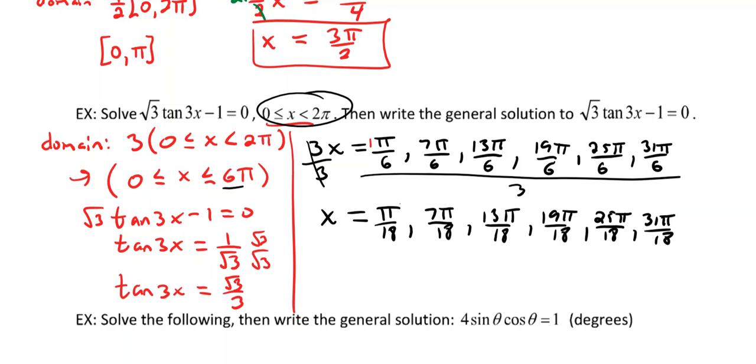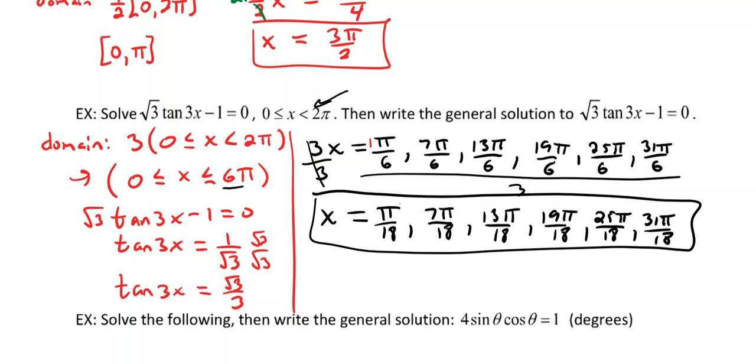Okay, now it also says to write the general solution to it. So the general solution means that we don't care about the restriction anymore. So this would be the solution with the restriction that they gave us. And then the general solution would just be x is equal to pi over 18. And then, like I said, we were going up by pi over 3 in every one of those.